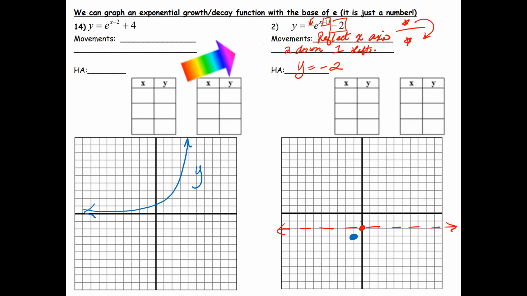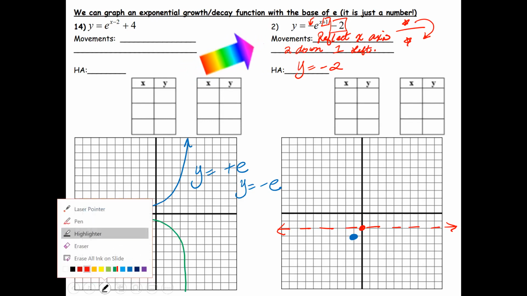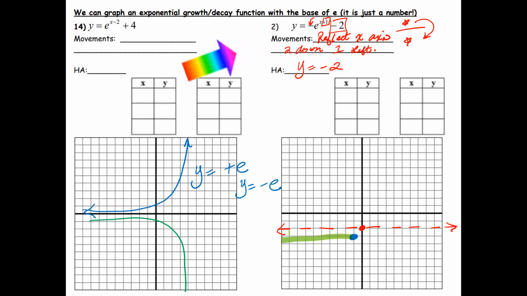That's because it's y equals a to the e. If y equals a negative e, remember I said it needs to be reflected over the x-axis. So it'll go in that direction. Okay, so if I were to go ahead and draw this, it will look something like this. Like that.